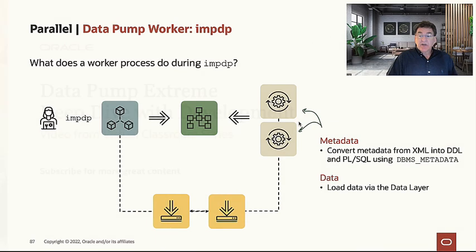Now, a worker process may use the DBMS_METADATA API to convert metadata to DDL and to PL/SQL for import. A worker process may also use the data layer to load or import the data. A network mode import uses the DBMS_METADATA API to convert the source database metadata for execution and move the data to the target database.